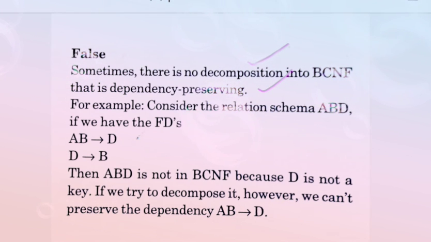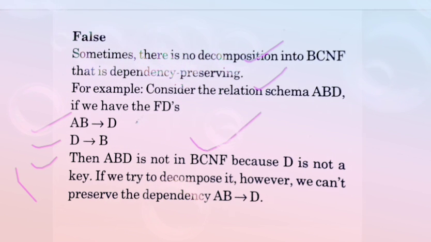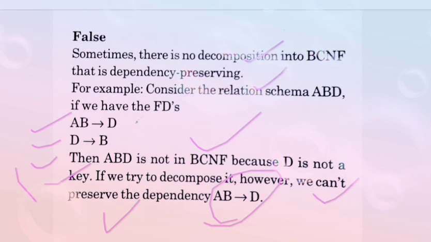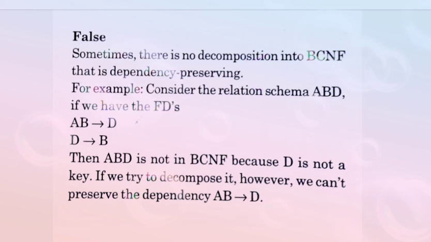For example, consider the relation schema A, B, D. If we have the functional dependencies AB to D and D to B, then ABD is not in BCNF because D is not the key. If we try to decompose it, however, we can't preserve the dependency AB to D. So we say that this statement is false. Now come to the next question.